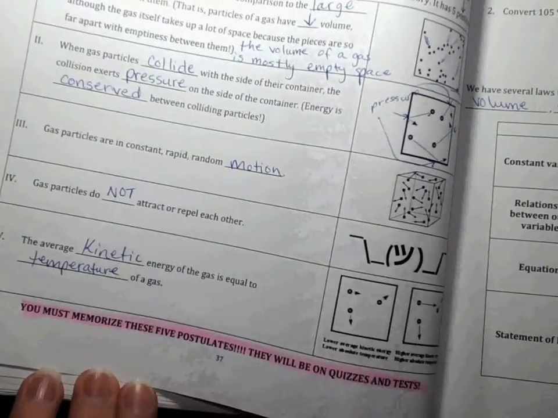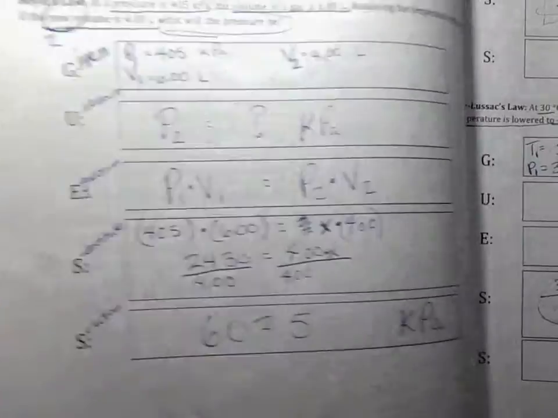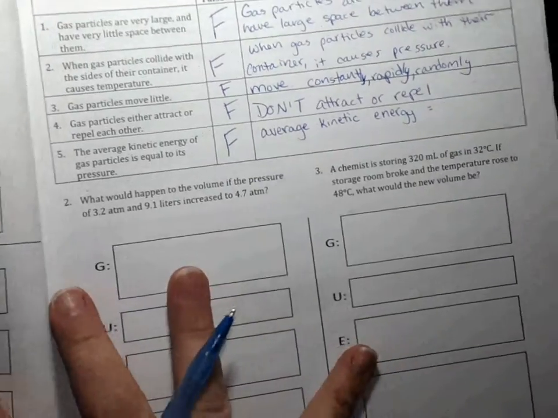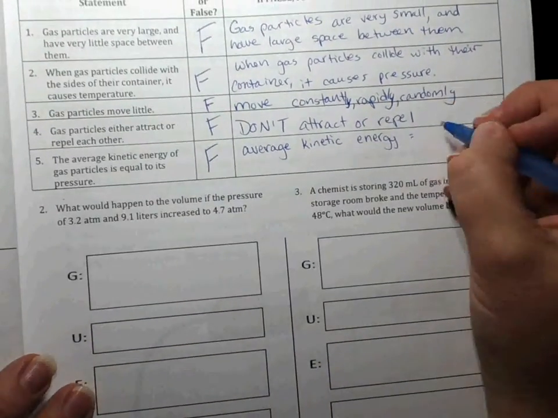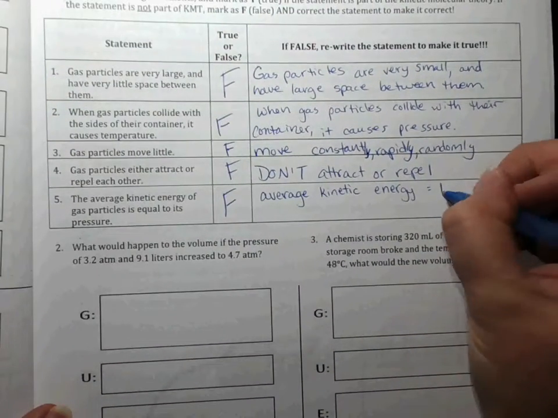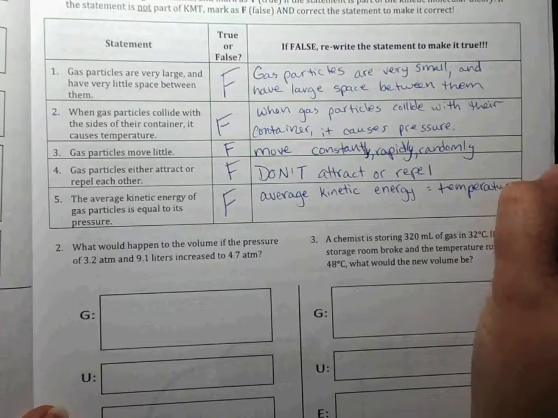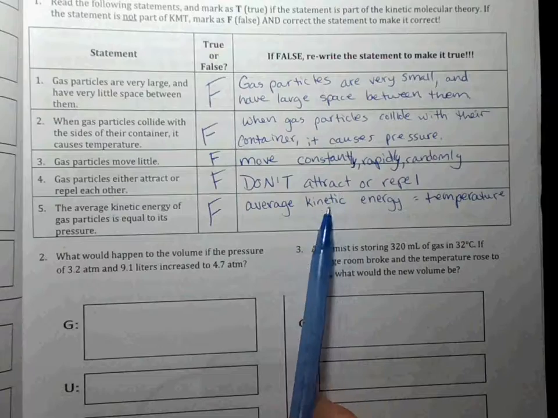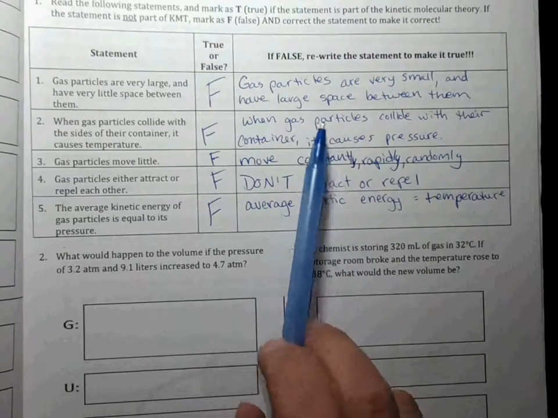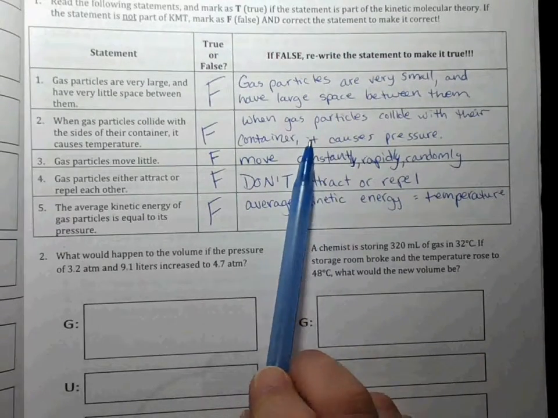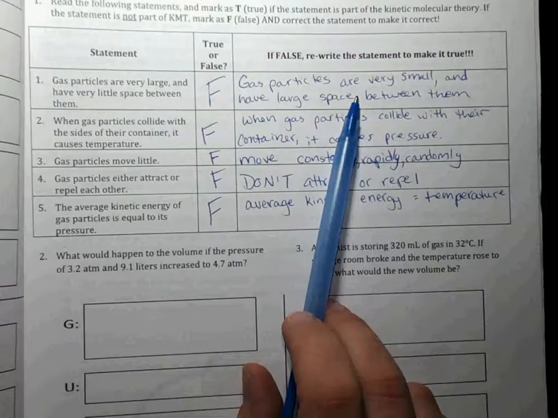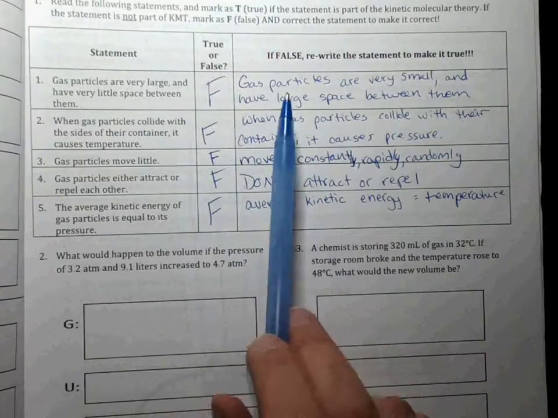Oh look, earlier when we took these notes, it says at the bottom, I even highlighted it, you must memorize these 5 postulates, they will be on quizzes and tests. And those 5 things were all what we just went over in this part of the warm-up. Average kinetic energy equals temperature. Gas particles move in constant, rapid, random motion, and don't attract or repel. When they collide, that causes pressure. They're very small with large space between. So yeah, you need to know these things.